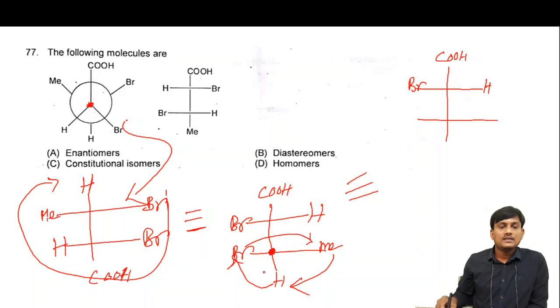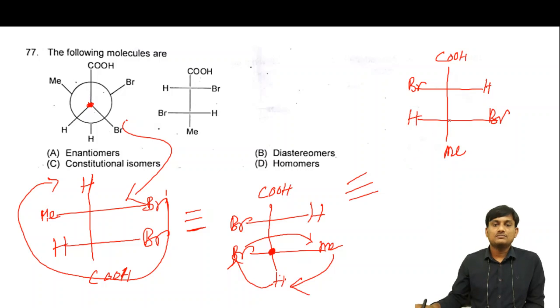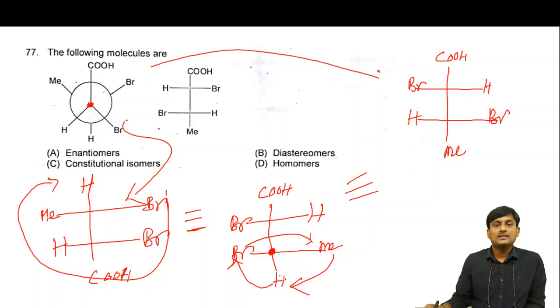okay, then there is no change in configuration. Without changing configuration, you can change the position of methyl, hydrogen and bromine. So you will get methyl here and hydrogen here and bromine here. Okay, in this conversion there is no change in configuration at the stereo centers. Finally, this one is equivalent to this configuration.